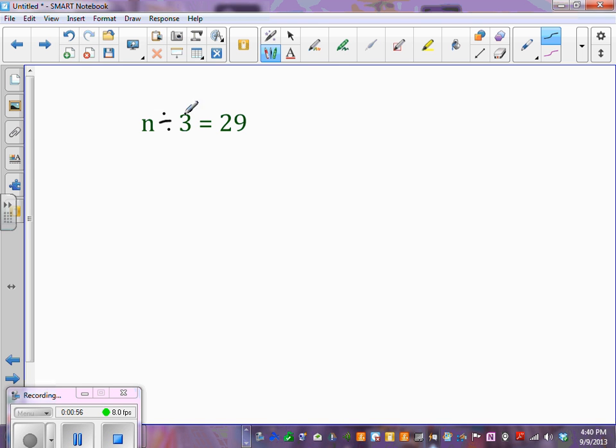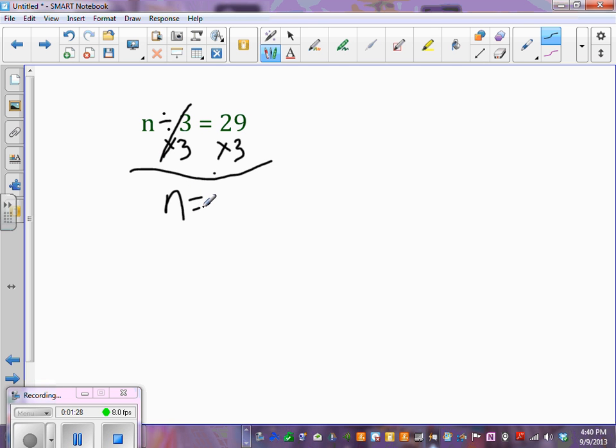n divided by 3 equals 29. We want to do the inverse of division, so we're going to multiply. So to get n by itself, we will do the opposite of what we see. So we're going to times by 3. That will cancel out and leave us with n, but remember, we need to keep this in balance. So if we times this side by 3, we need to times this side by 3. We draw our line. This cancels out and leaves us with n.